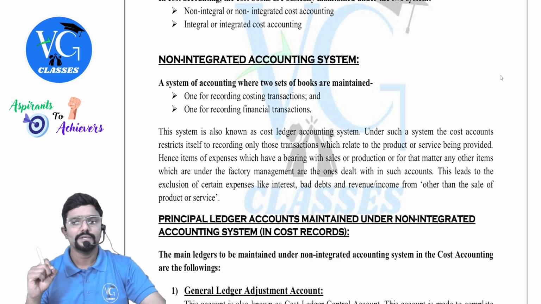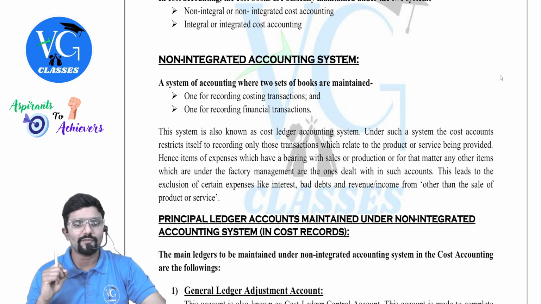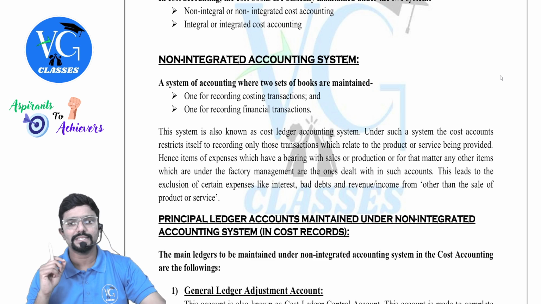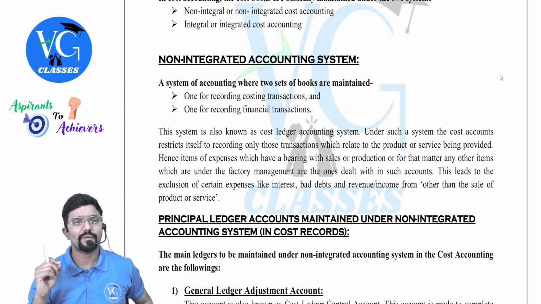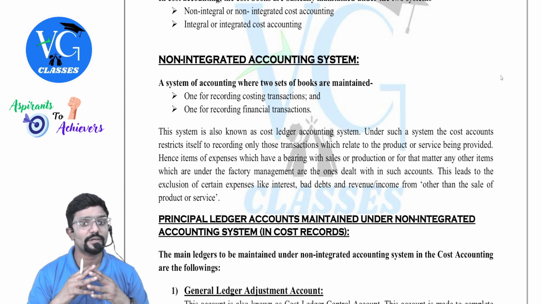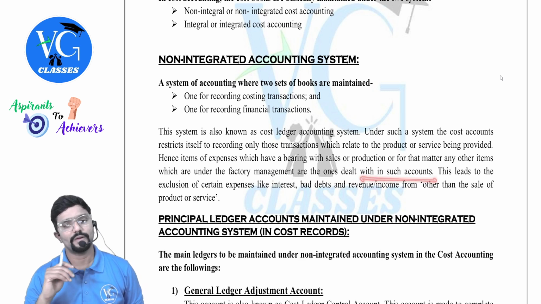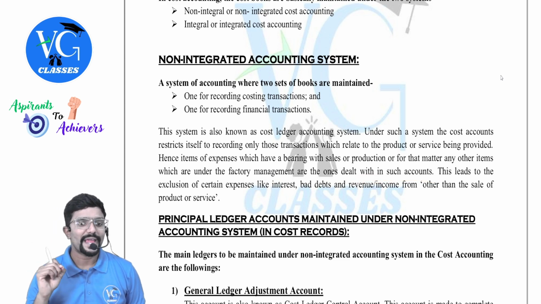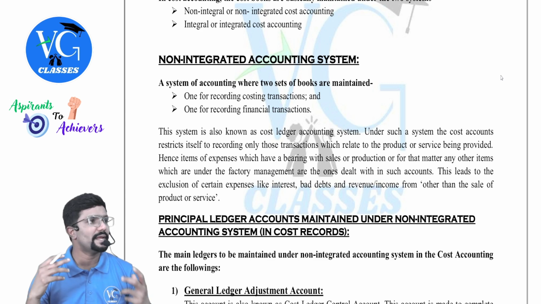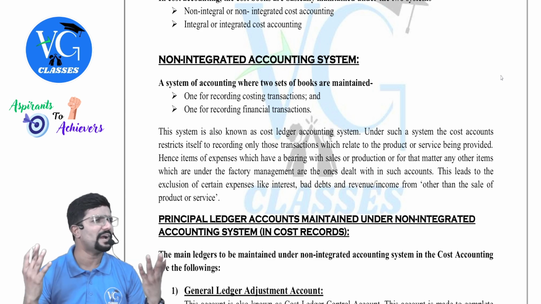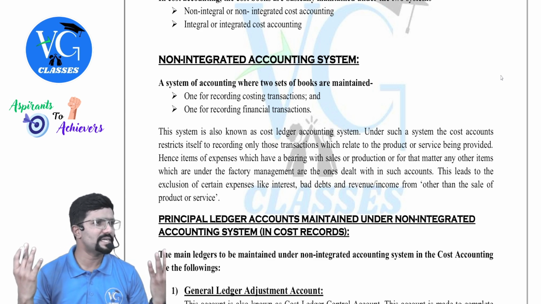Under such a system, the cost accounts restrict themselves to recording only those transactions which relate to the product or service being provided. Hence, items of expenses which have a bearing on sales or production, or any other items which are under the factory management, are the only ones dealt with in such accounts. This leads to exclusion of certain expenses like interest and bad debt. Bad debt, we have two options. Clear? We already discussed it.